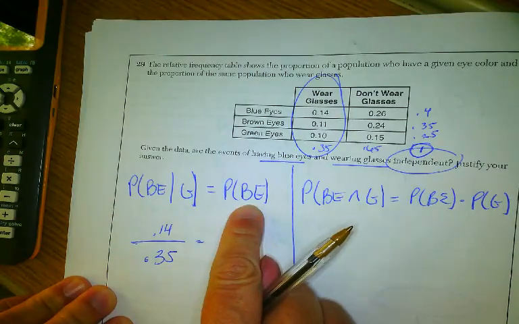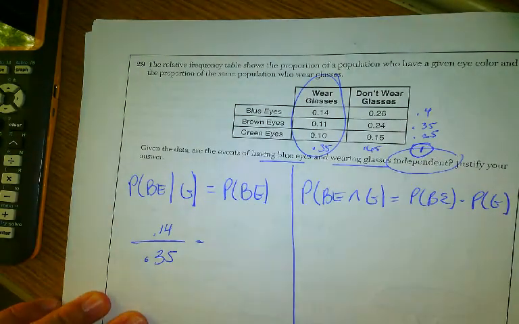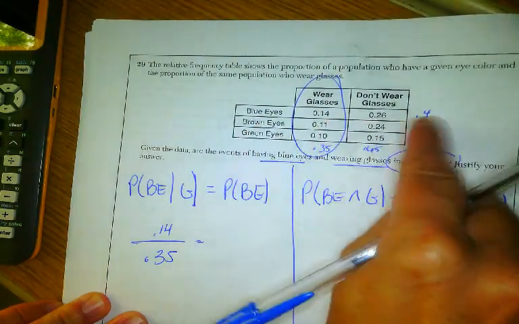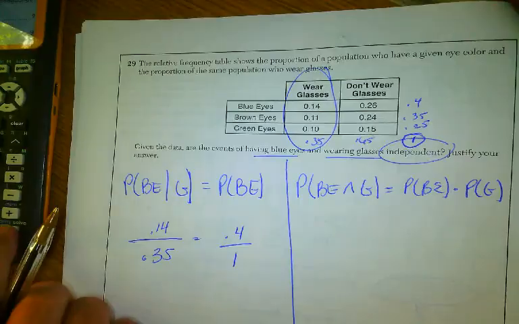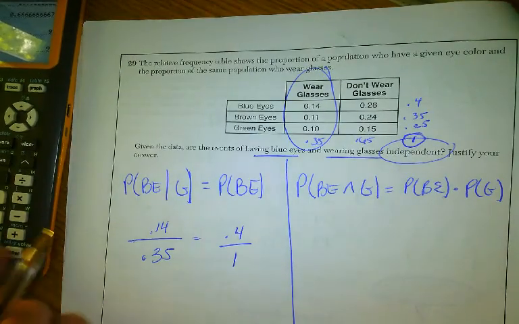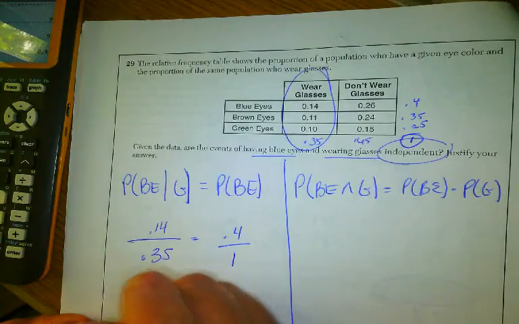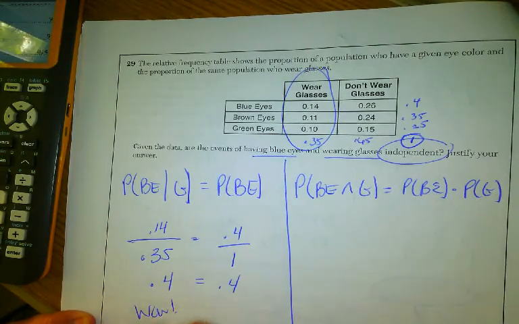Now I want the probability of just having blue eyes. Okay, out of the whole group. It's not out of the given group, it's out of the whole group. So blue eyes would be 0.4 out of 1. And then I just want to show the greater. Either those are the same and they're independent, or they're not, and they're not independent. I've got 0.4 equals 0.4, so wow, independent.